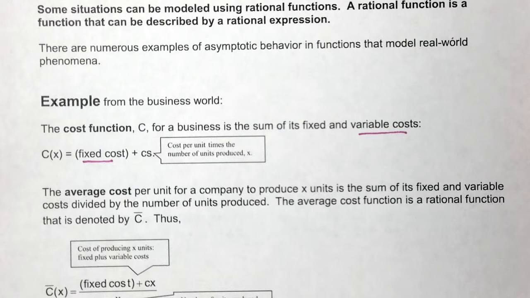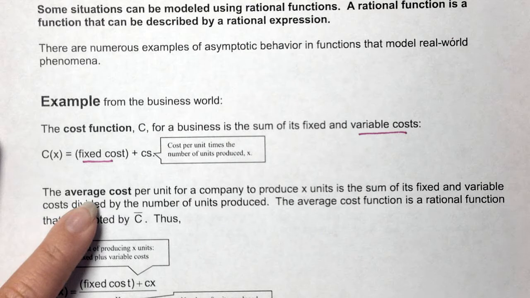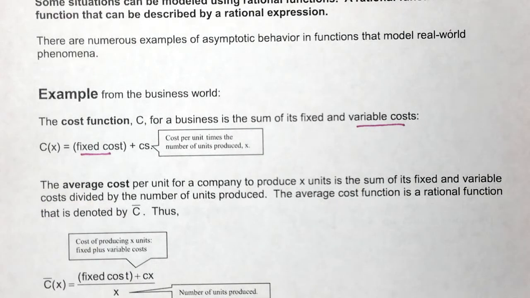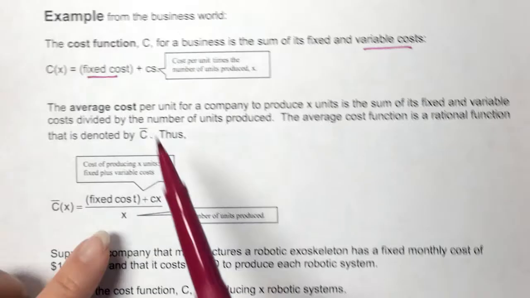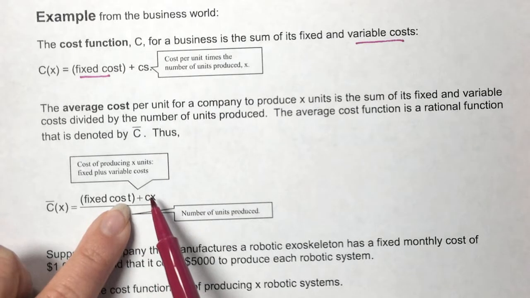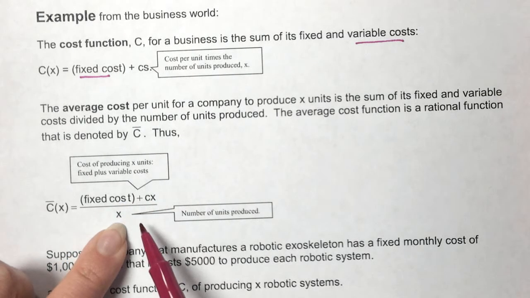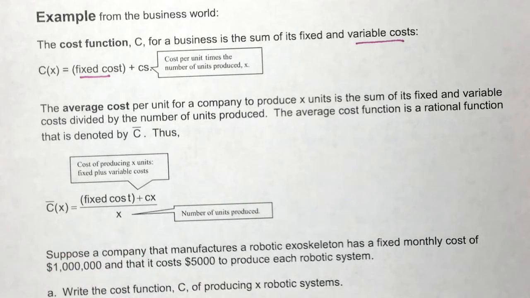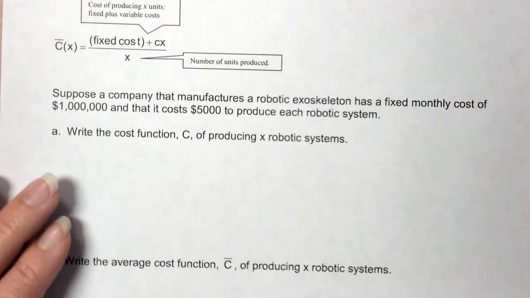Okay? All right. Average cost is just what it sounds like. Take all the cost, all the money that you spend, and average it out by dividing by how many units you made. So we take that fixed cost plus our variable cost, the total amount of money we spent, we divide by how many items we made, and that's our average cost, how much we spent per unit. Okay?